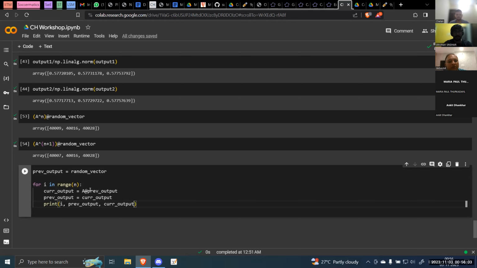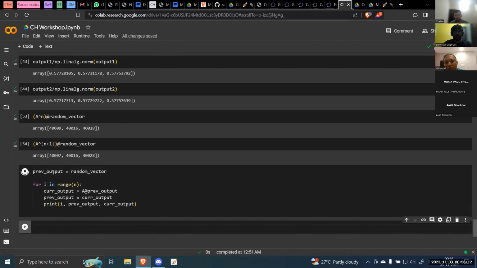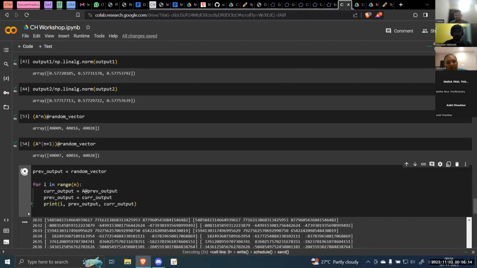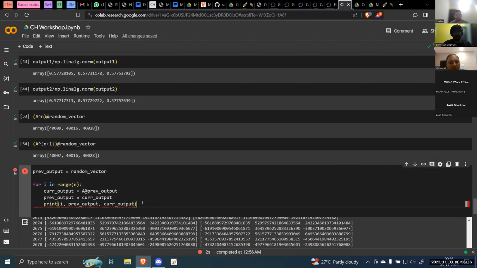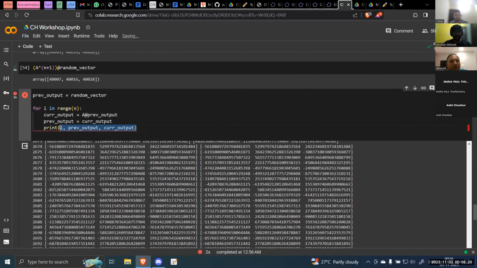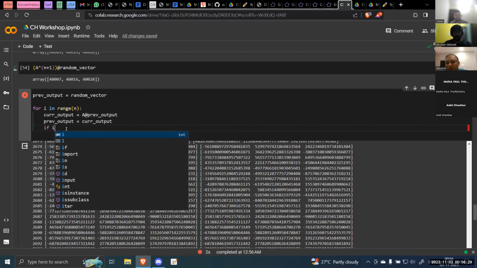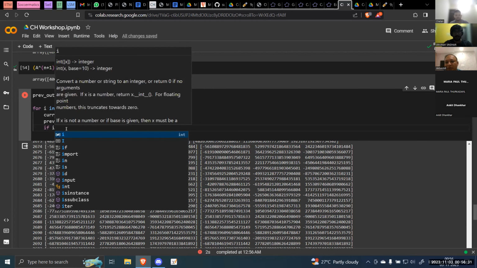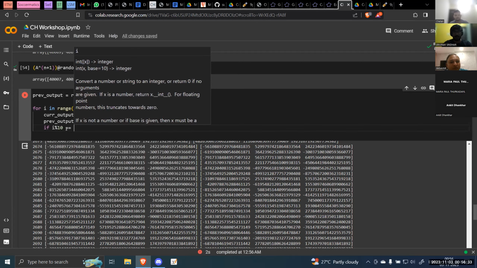And one more thing is the diff. You take the difference between current output minus previous output. Sorry, it is A minus A minus 1. Actually, it's becoming big. I was printing a lot of things. Maybe I should not. Okay, for each iteration, you can do if i mod 10 equal to 0, whatever, right? So for every 10th iteration, it will print.